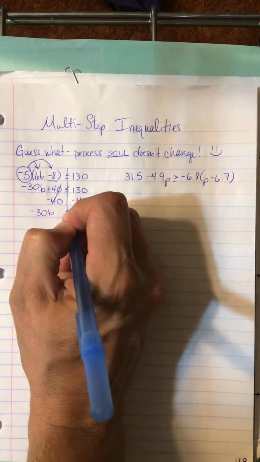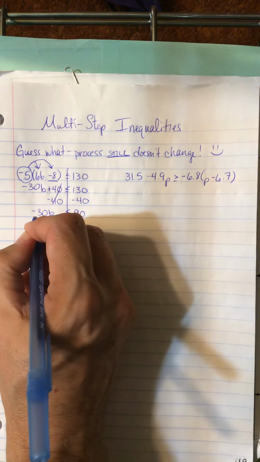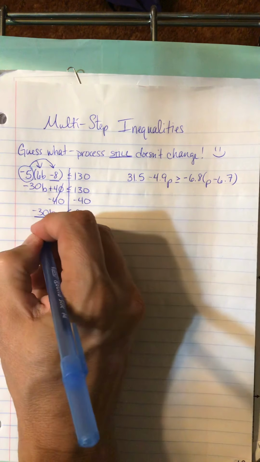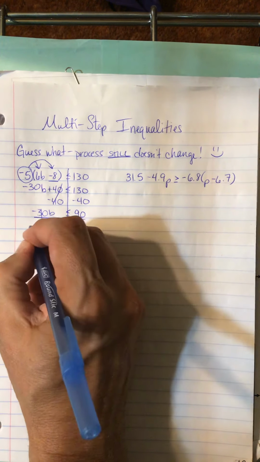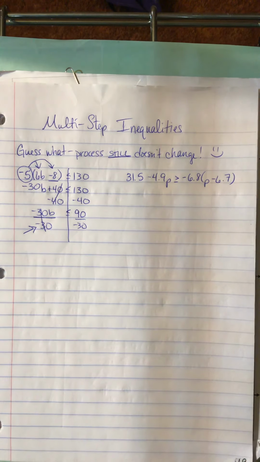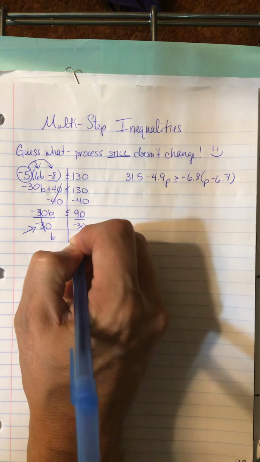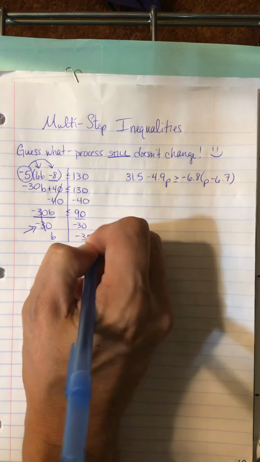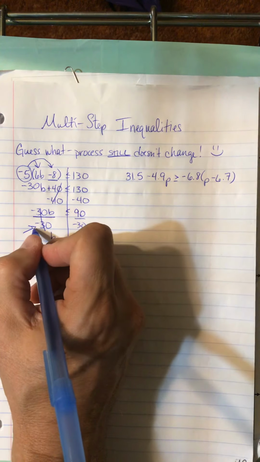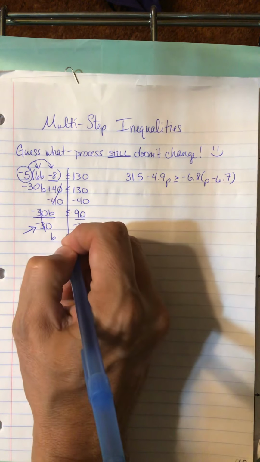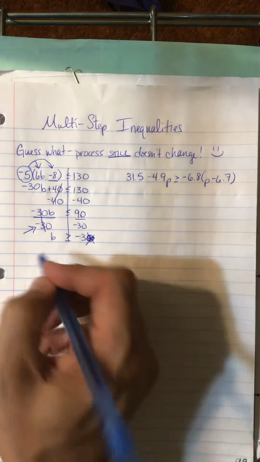-30b is less than or equal to 90. We are going to get that coefficient equal to 1, so we're going to divide both sides by -30. There's that negative number right there that we're dividing by. Again, it doesn't matter what we start with or what we end with. What happened is we divided by that negative number, so the symbol has to flip. So b is greater than or equal to -3.